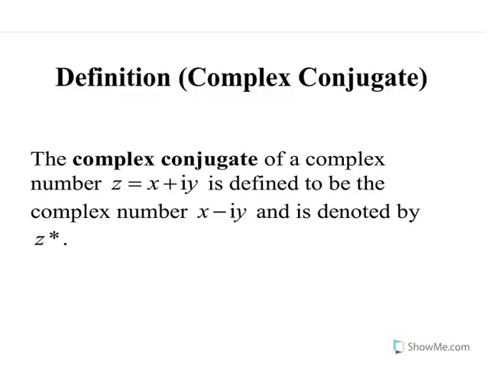So very simple definition. All you do is you take the real part, you go and multiply by negative 1. You just change the plus to minus, or minus to plus. Okay? So if you have x plus iy, the conjugate is defined as x minus iy. So this is the conjugate.